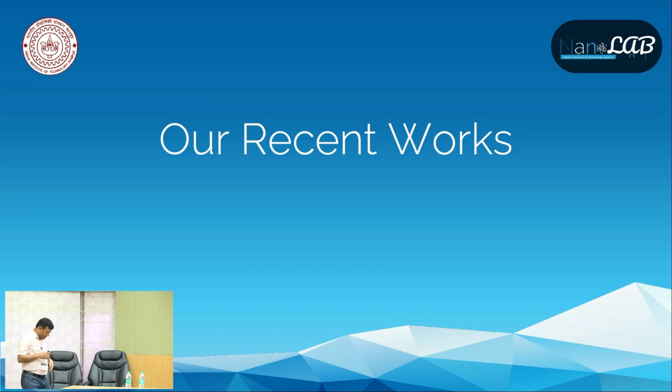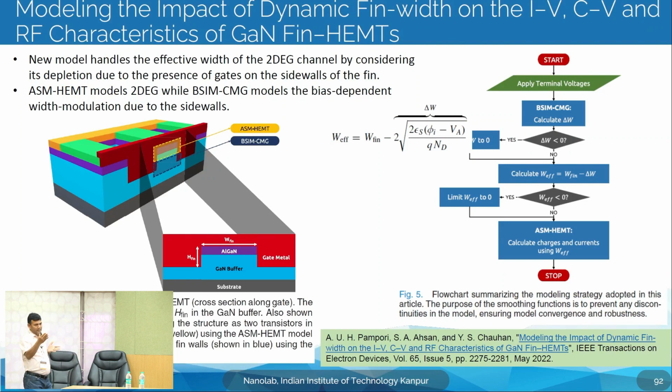Now, let me show you other recent works which we have been doing. One is the dynamic fin width model, which is similar to what Amitava was talking about. This was where you have the GaN on top, and on the sides you do not, right. So, this works like a FinFET or double gate transistor, and that top transistor works like the GaN HEMT, right.